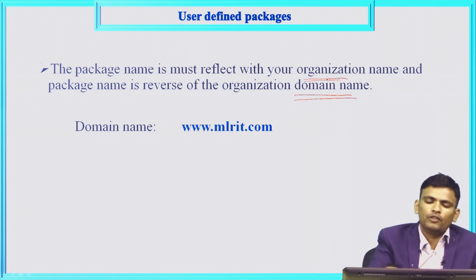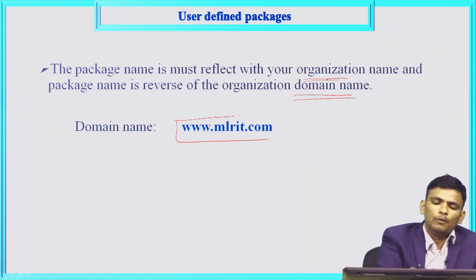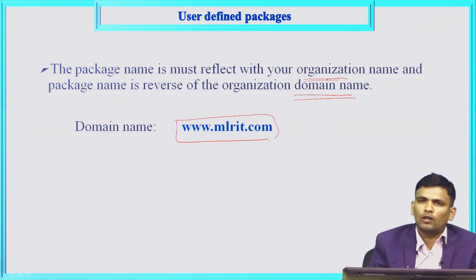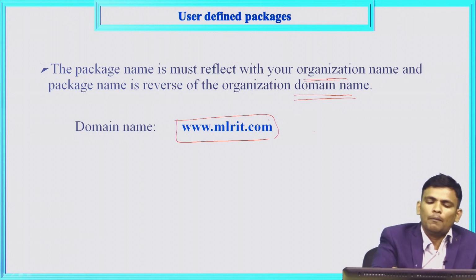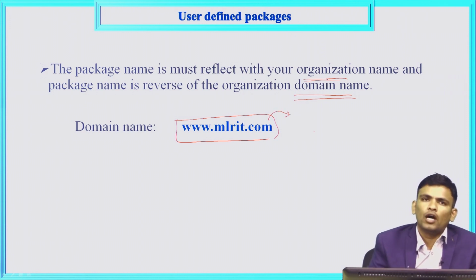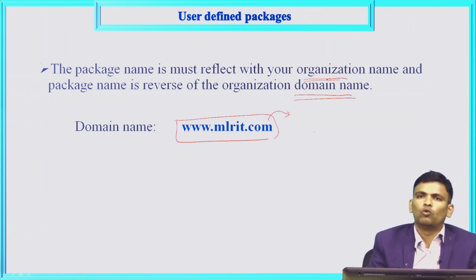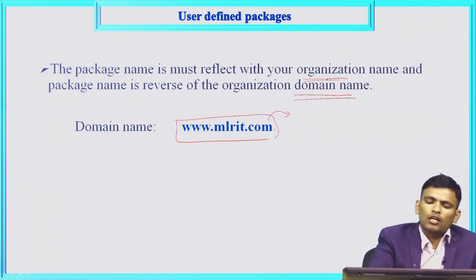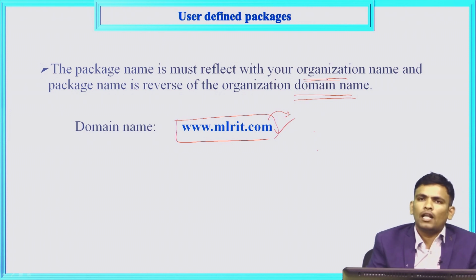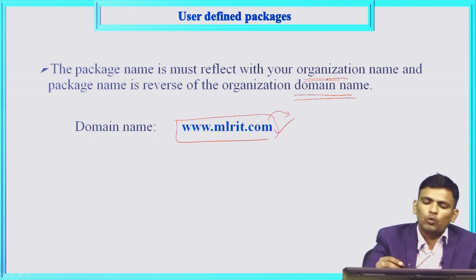Suppose you take an example like www.mlrit.com. Whenever you pass this in a URL, it will open only the MLRIT website. It will not open any other college website. Over the network, www.mlrit.com is unique.